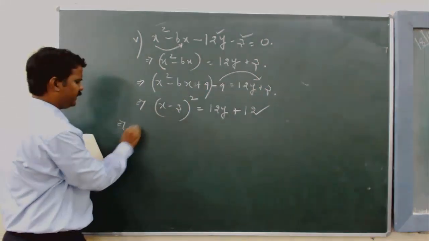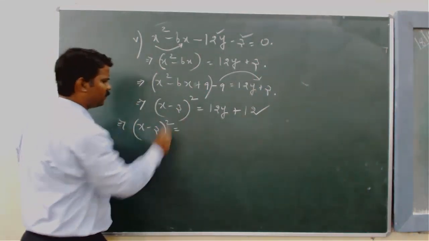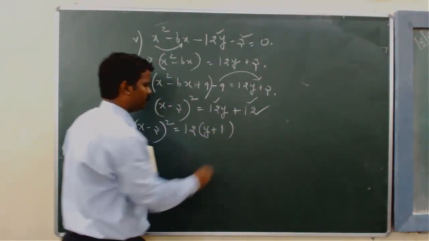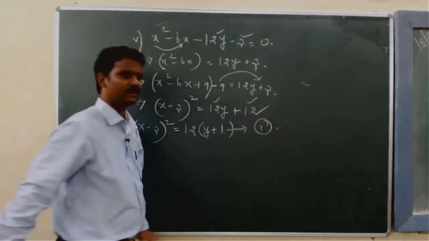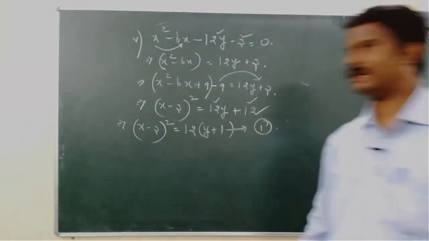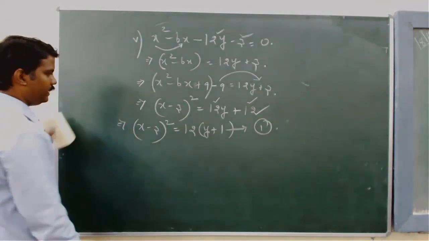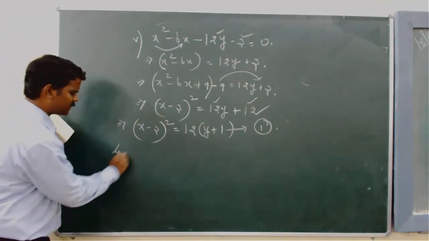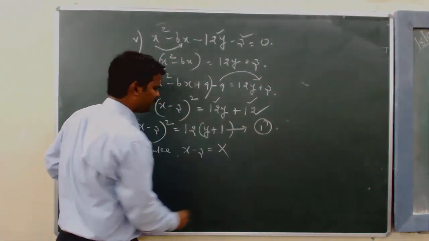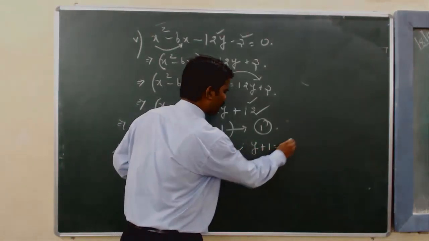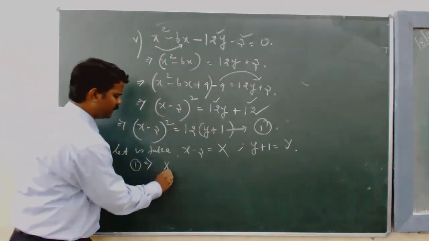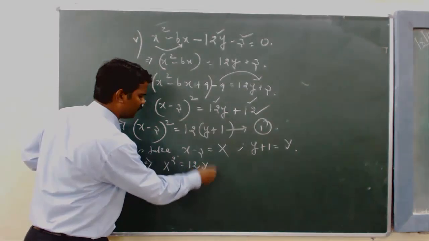And the next step is x minus 3 the whole square which is equal to, right hand side-la tell me what is the common factor? 12. 12 வெளியில எடுங்க, 12 into y plus 1. You call this as equation number 1. Now equation 1 is not in the standard form. In order to bring it in the standard form, what we are going to take: x minus 3 as capital X and assume y plus 1 as capital Y. So equation 1 implies you will get capital X square which is equal to 12 times capital Y.